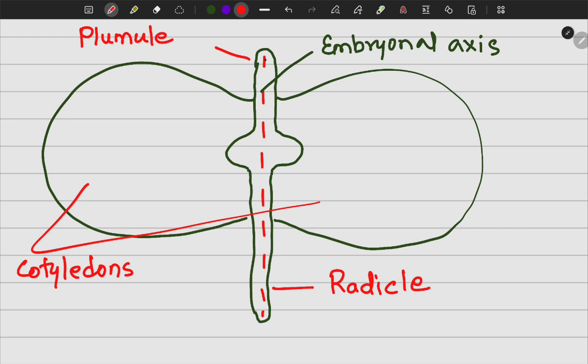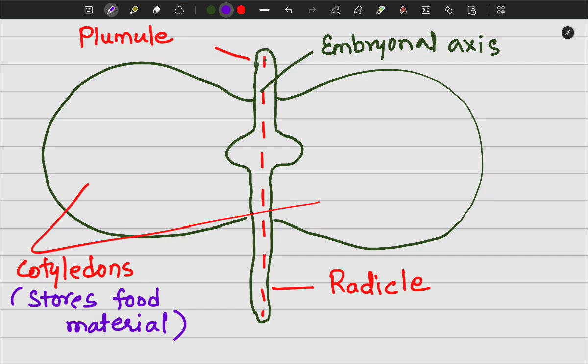Now if we look at the cotyledons of this embryo, they are quite fleshy and big. So why are they fleshy? Because they store food material. The cotyledon stores food material. That's why when we eat the dicot seeds, we get nourishment or nutrients from this stored food material.